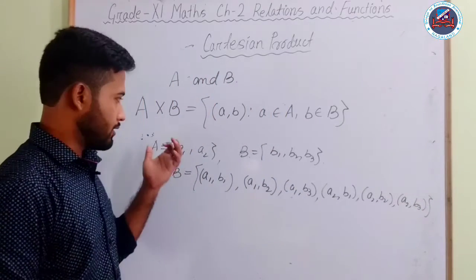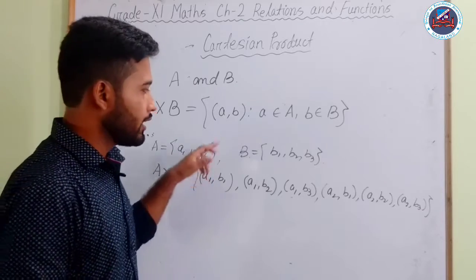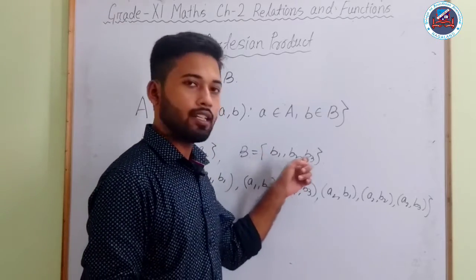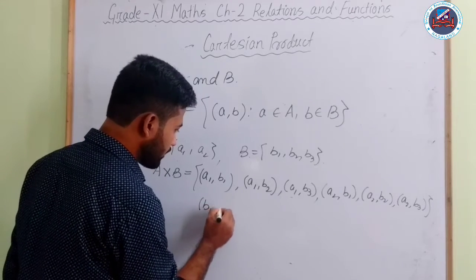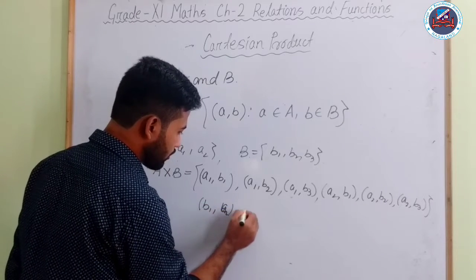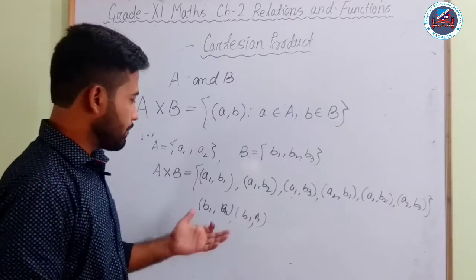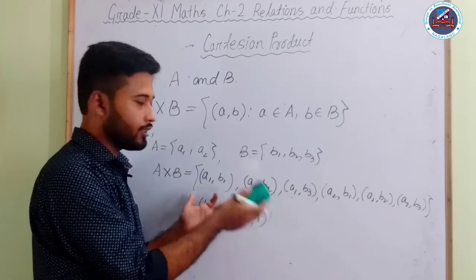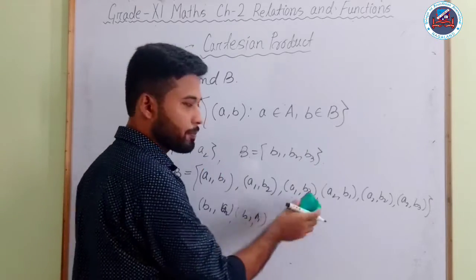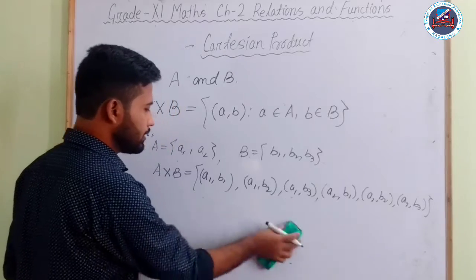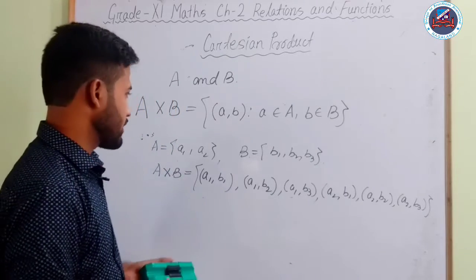Let us just see the sequence. We have always taken the first element from A, then the element from B. Here also we have taken the first, second, and third. So we have not taken any element like (b1, a2) or (b1, a1). We have not considered such elements. That means we have maintained our order, and that is why we can say that A cross B is a set of ordered pairs. So this is how we write the Cartesian product of two sets.